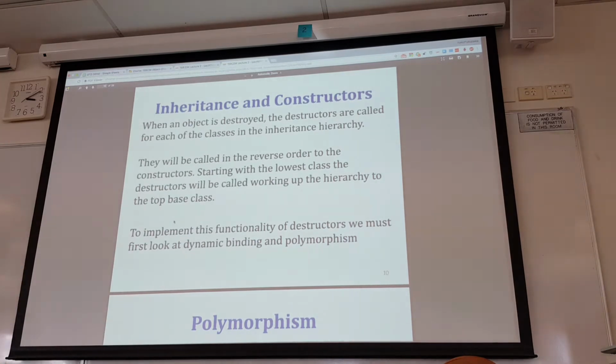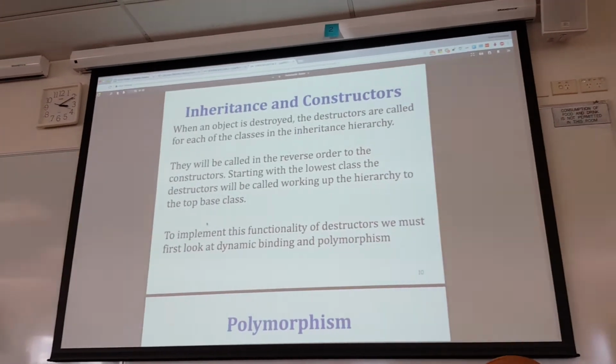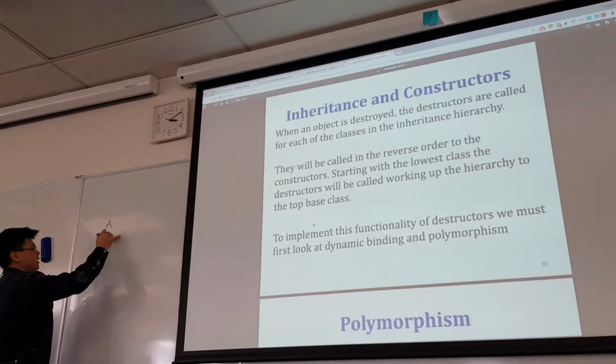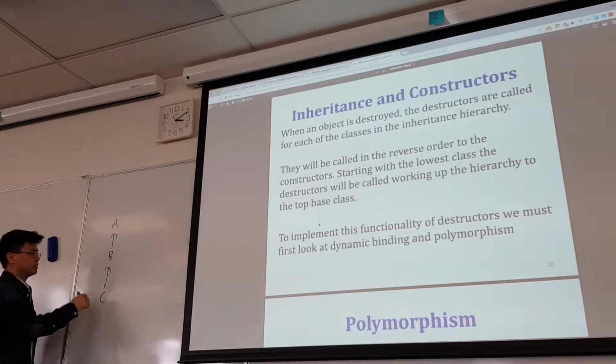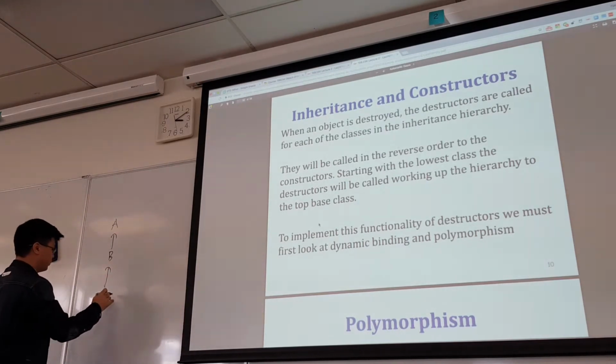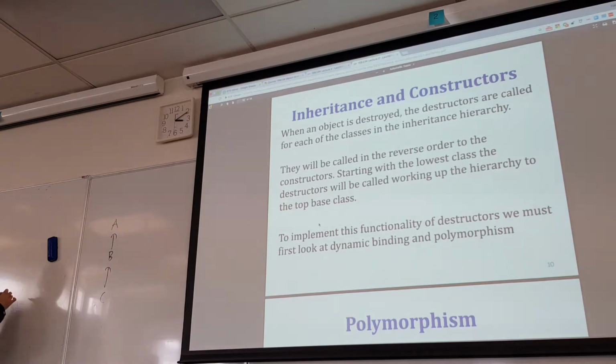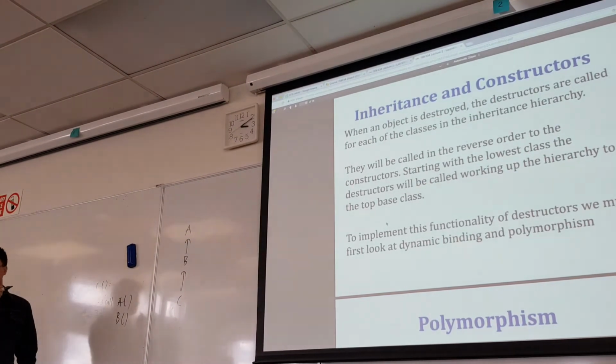Now we come to the order in which the constructors and destructors are called. Let's talk about constructors first. If you have a class A that is a base class of class B, and class C being a derived class of class B, then when you call C, this will happen. It will call A first, and then it will call B, and then it will do whatever you have inside this constructor.